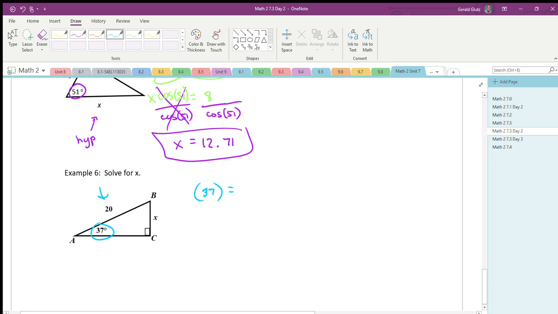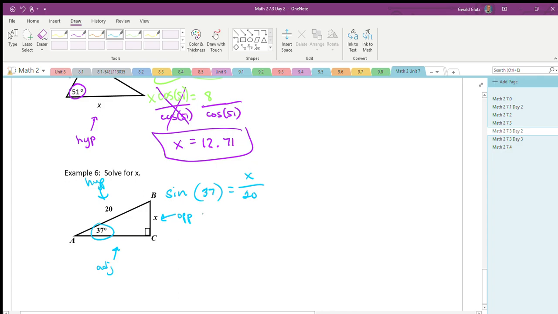So they give us these two sides. So this side right here is the hypotenuse because it's opposite of the 90-degree angle. Then they give us this leg. So these are the two legs. This leg right here is touching angle 37, so this is adjacent. This leg is not, so it's opposite. So they give us the opposite and the hypotenuse. So what uses O and H? That would be sine. So sine of 37 equals opposite over hypotenuse. So opposite is x, hypotenuse is 20.